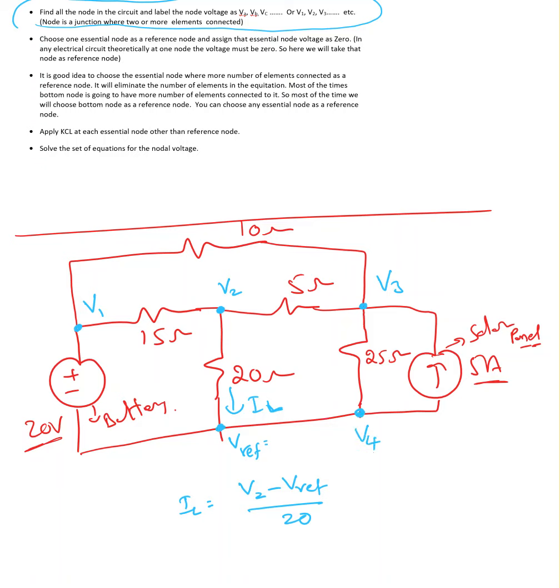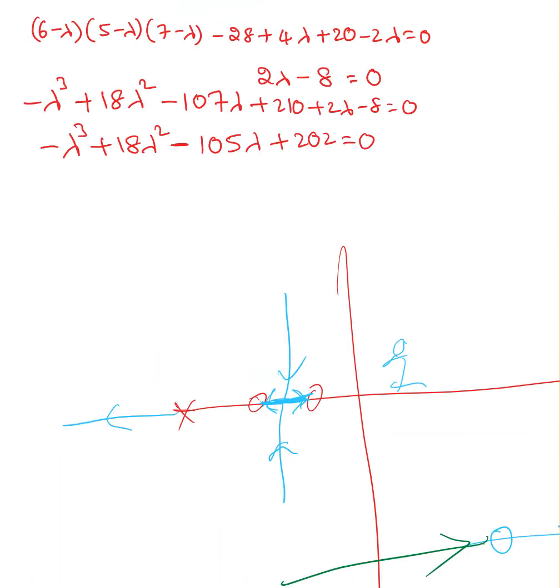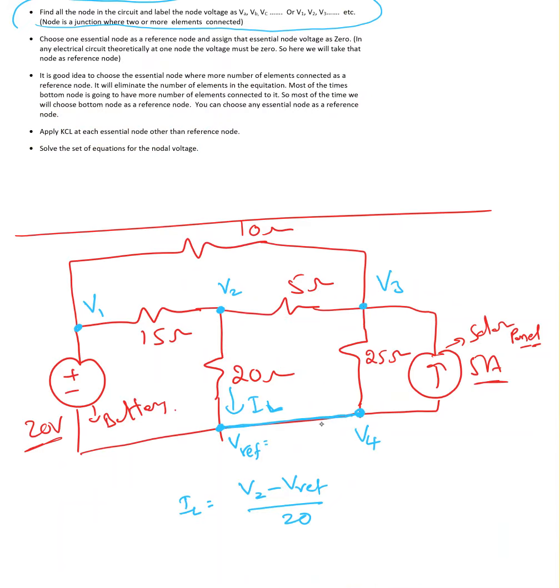Is this a node? Yes, that's a node. V4. Is this the same node or a different node? This V4 and V reference are the same node because there is no element here. It's just a wire. It's a short circuit. Since it's a short circuit, V reference and V4 both of them are the same node. Another way of defining this is, can I connect this like this?